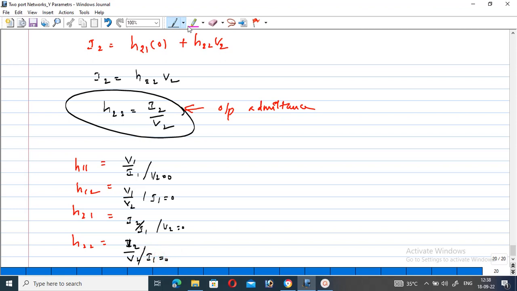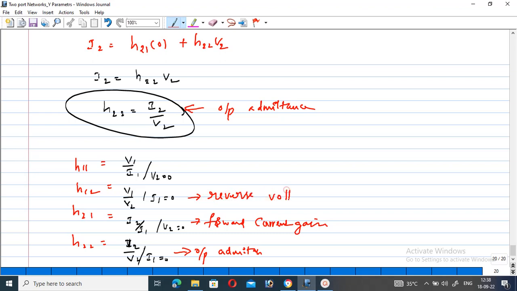Now what are the naming conventions for this one? How are we going to represent it? I2 by V2 is equal to the output admittance. This is nothing but the forward current gain. It is a current gain actually. Just try to understand. V1 by V2 is equal to the reverse voltage gain.